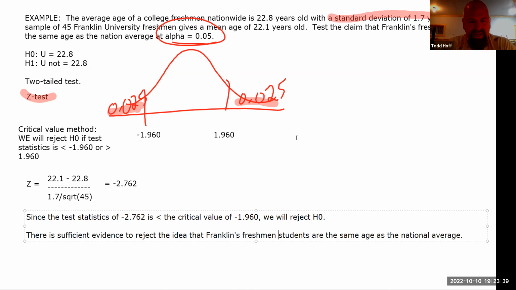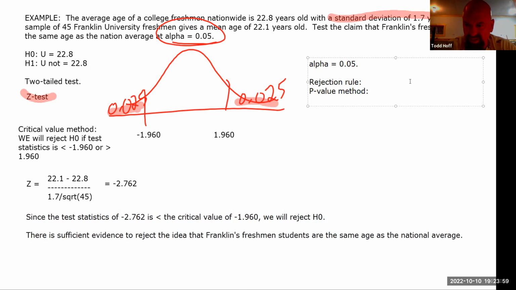Now the second possible method would be to do a p-value method. We'd still have to create our hypotheses, but with alpha of 0.05, the rejection rule for the p-value method, and it's always less than for the p-value method, is we will reject the null hypothesis if the p-value is less than alpha of 0.05. So how do we find the p-value? Well, the p-value is the probability of being further away from the center than we are, and then multiplied by the number of tails.